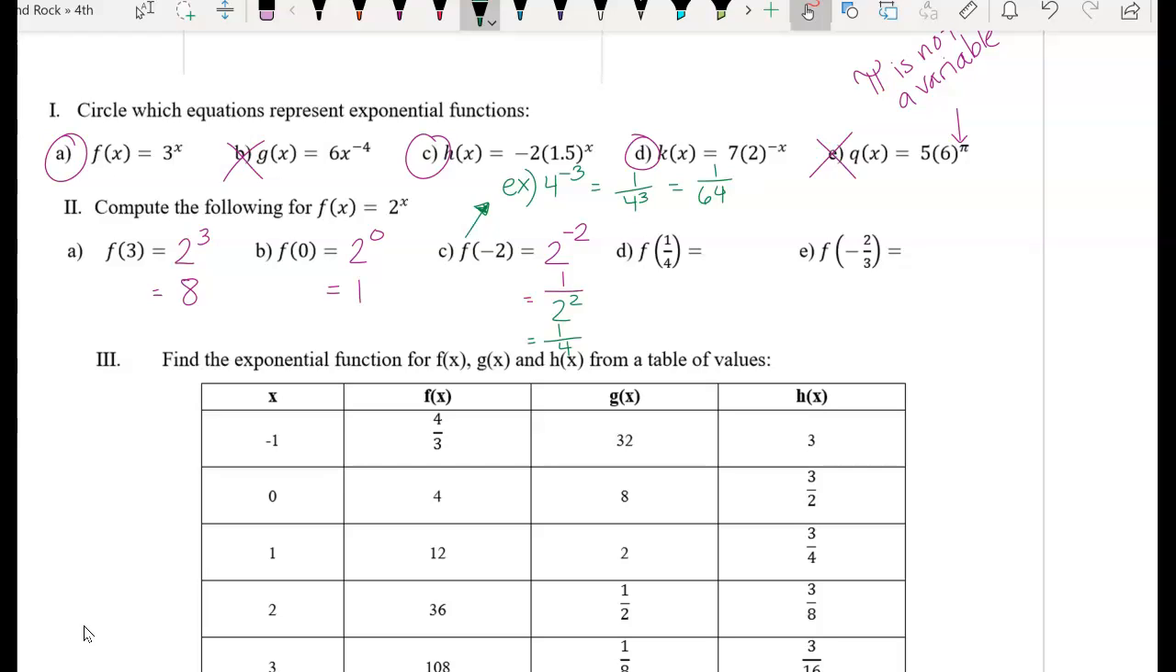So then, this one's my favorite. I have 2 raised to the power of 1/4. Does anyone remember how we deal with fraction exponents?